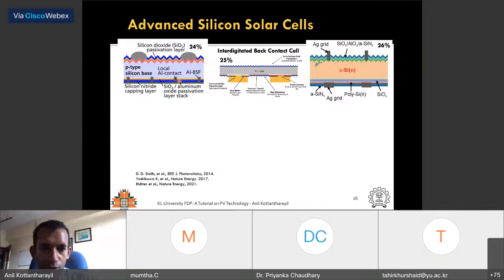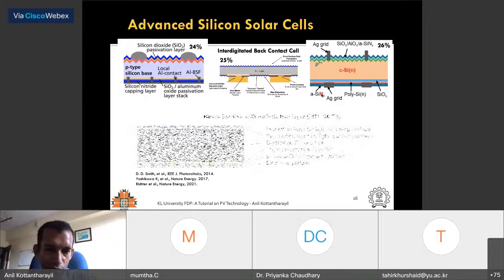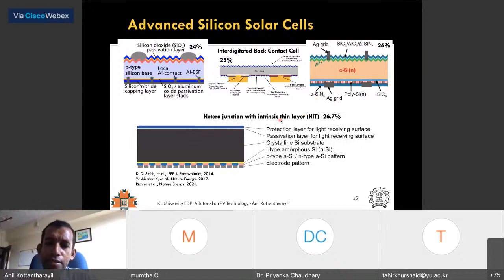Instead of aluminum oxide and so on and so forth, you see a polysilicon and oxide layer. This is called a TOPCon architecture, and this is very recently published, about 4 centimeter square area, 26% efficient solar cells. And this is the record efficiency solar cell, which is called heterojunction with intrinsic thin layer, 26.7%. Again, this is an interdigitated back contact cell.